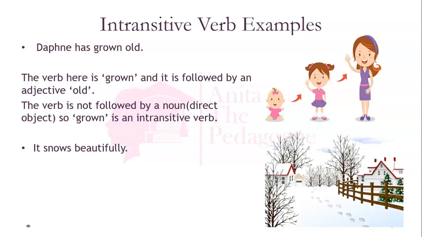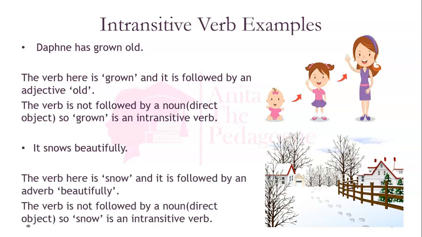The verb here is snows. That is the action. Now, does a noun or a direct object follow it? No, but rather beautifully is an adverb. So our verb here, snows, is followed by an adverb, beautifully. This verb snows does not allow a noun group or a direct object to follow it. So snows is an intransitive verb.